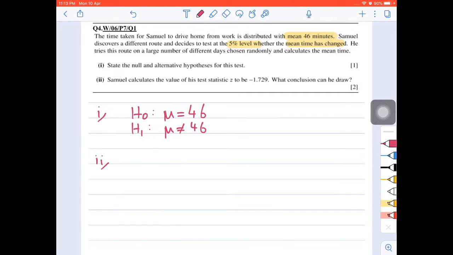Then Samuel calculates the value of his test statistic z to be minus 1.729. What conclusion can he draw? Okay, so this is a two-tailed test. And it's a 5% level, so that means that each region should be 2.5%. This should be 2.5% and this should be 2.5%.